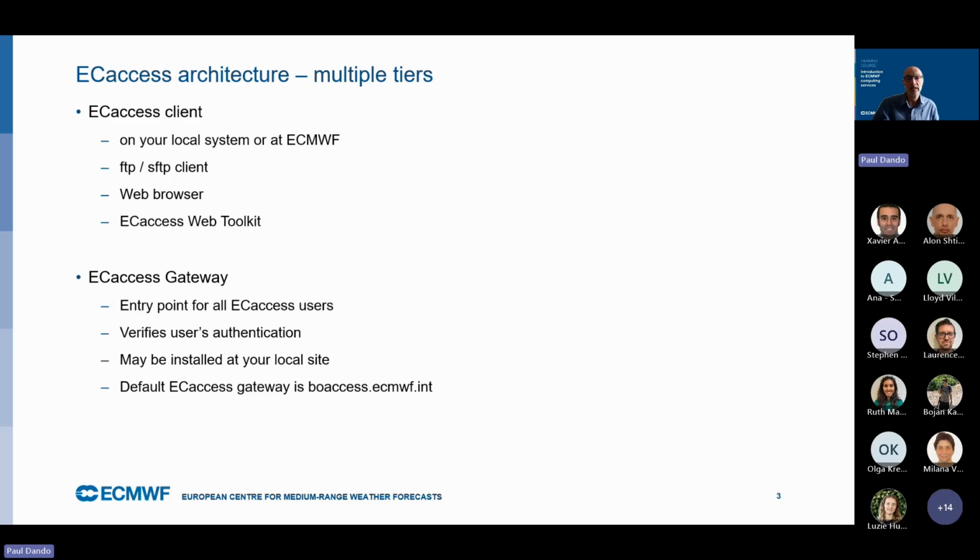It's called boaccess.ecmwf.int. So you can connect to that with, for instance, SFTP. You would do SFTP, your ECMWF user at boaccess.ecmwf.int. But you could have gateways at your local sites, and certainly many of the national meteorological services and our member and cooperating states, and also some universities, are running their own ECaccess gateways.